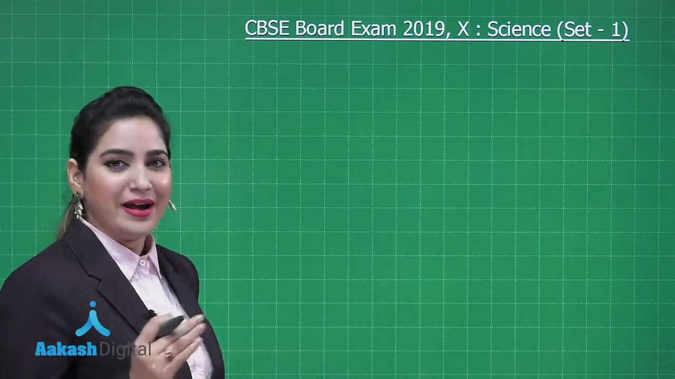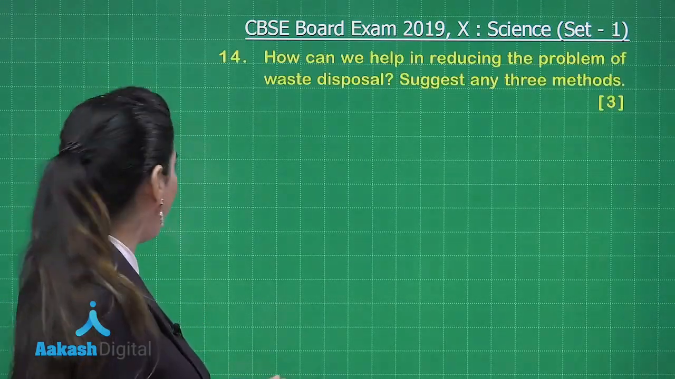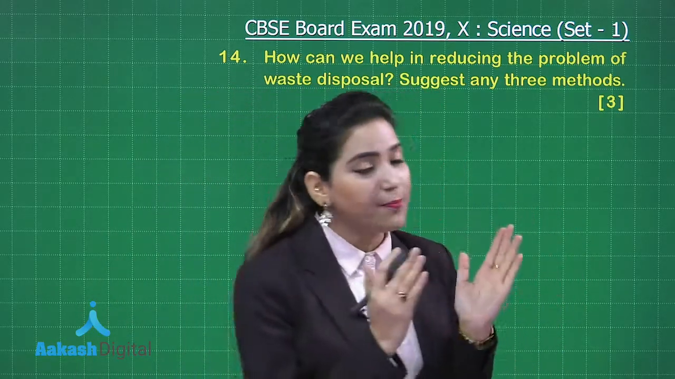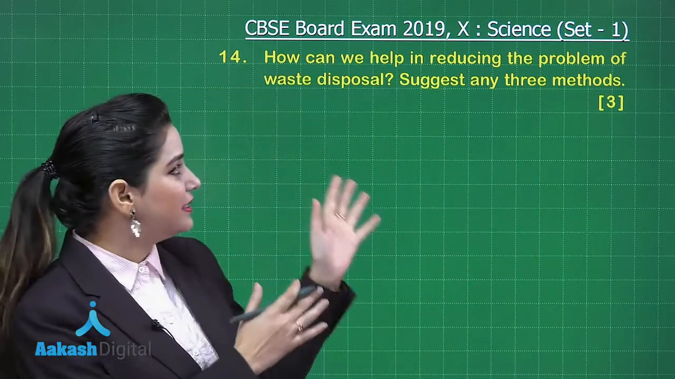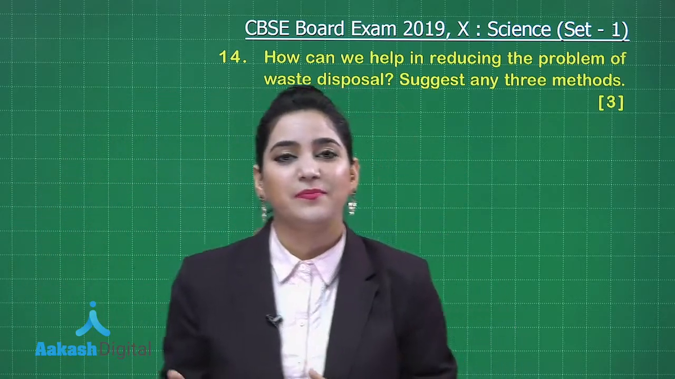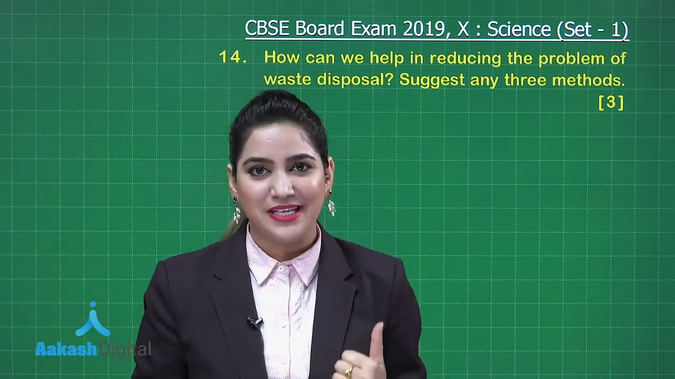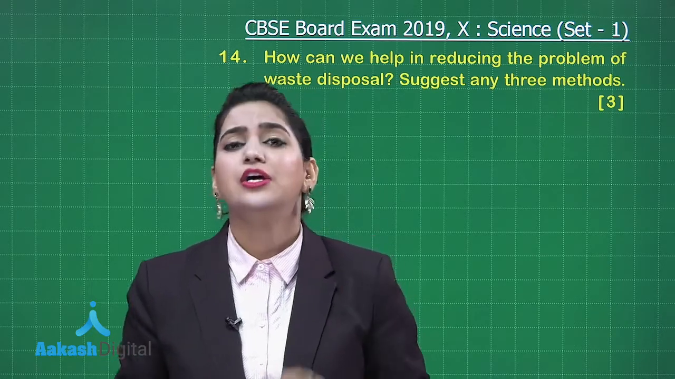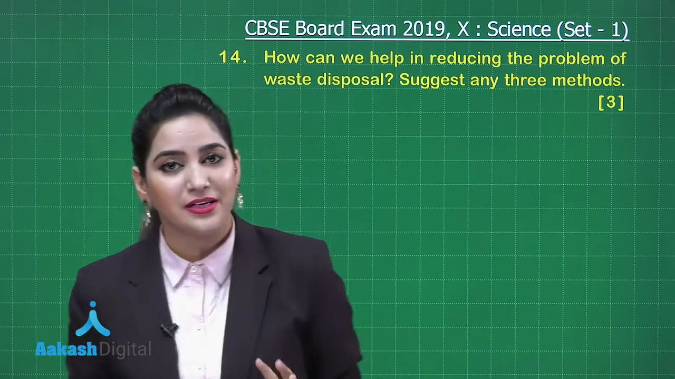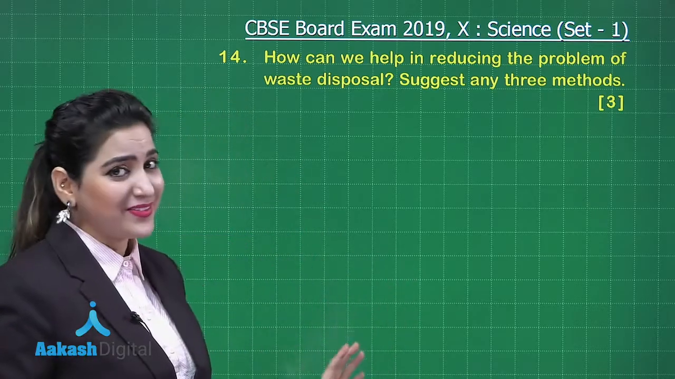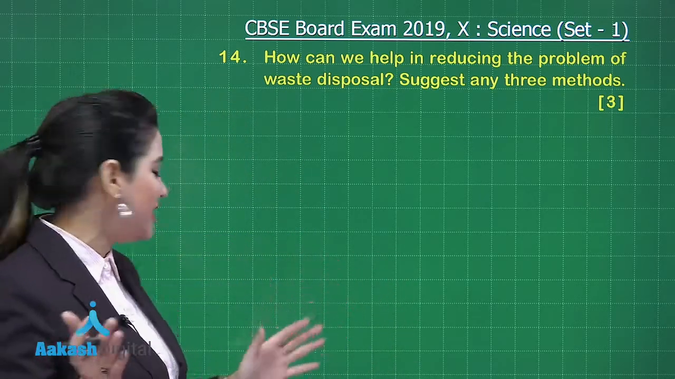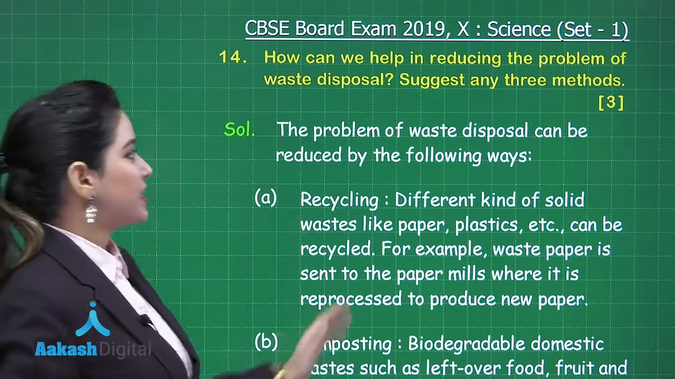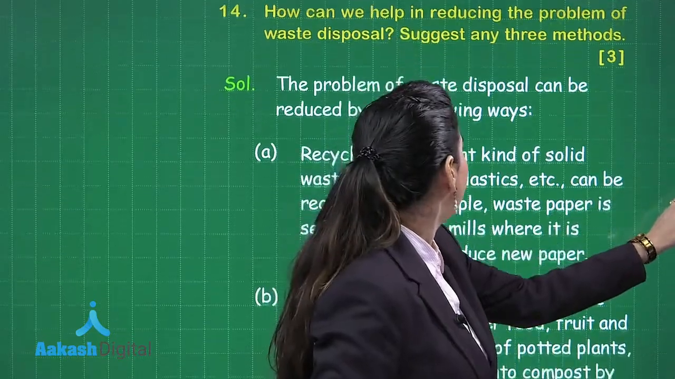Now let us take up our next question, which is question number 14. The question asks us, how can we help in reducing the problem of waste disposal? Suggest any 3 methods. Guys, this question has come from the chapter Our Environment and has got a weightage of 3 marks. So you will have to suggest 3 methods. Here I'm going to show you more than 3 methods, but you can write any 3 of your choice in your exam. So the problem of waste disposal can be reduced by following ways.